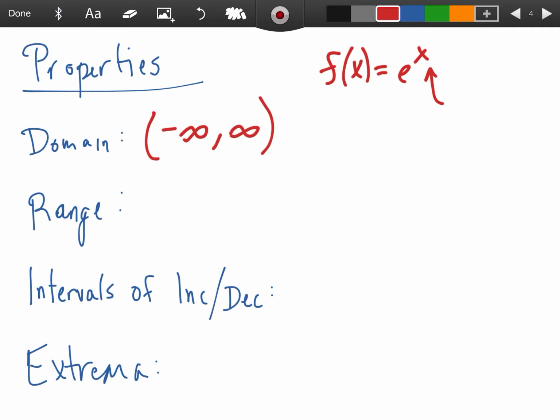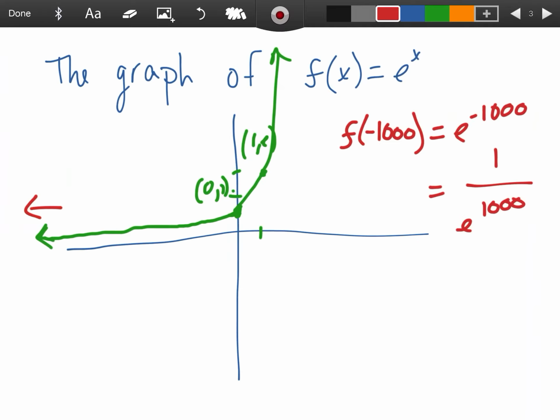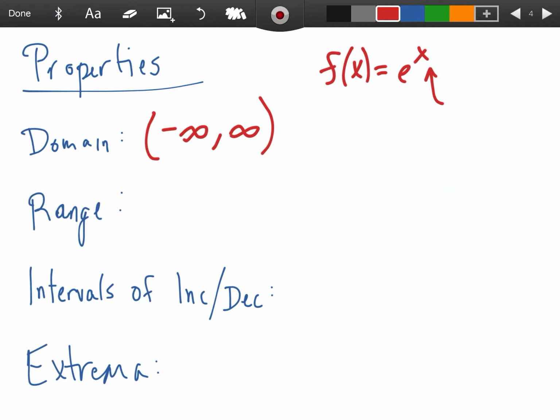Now for the range, we talked about this just recently. We said it's going to stay positive. We can't go to the negative. We'll never actually touch 0. Even as I go further and further and further to the left, it's going to get infinitely close to 0 without actually touching it. So my range is just all positive numbers. So that doesn't include 0.